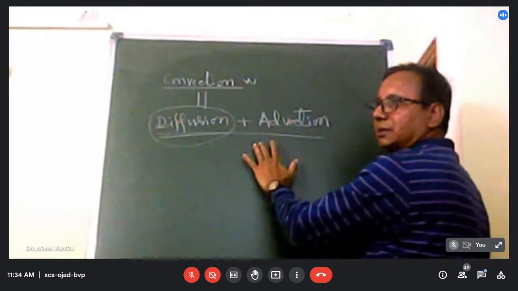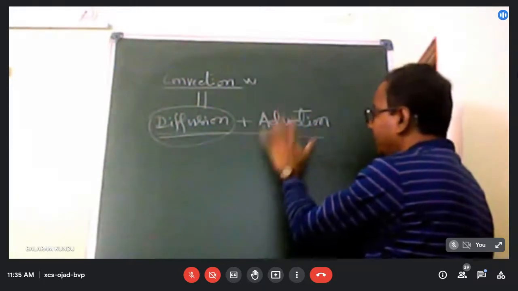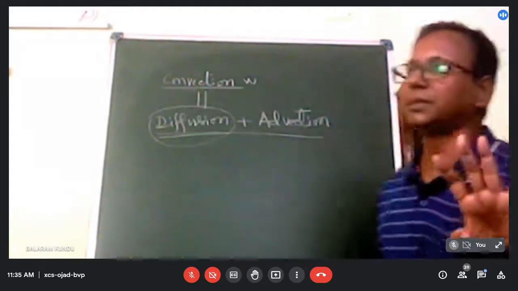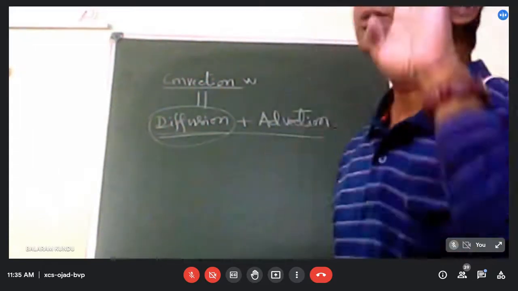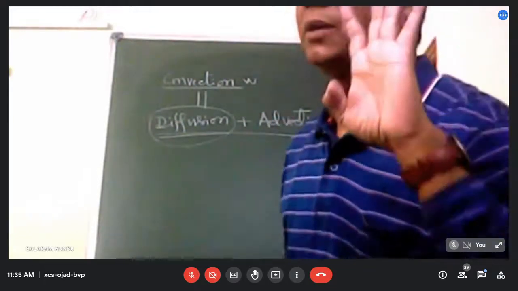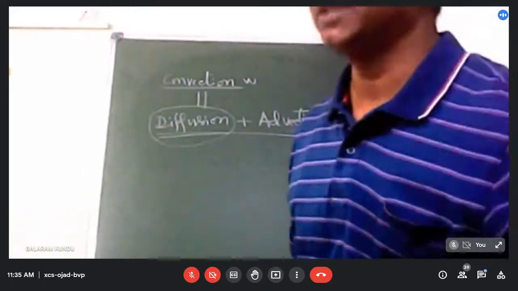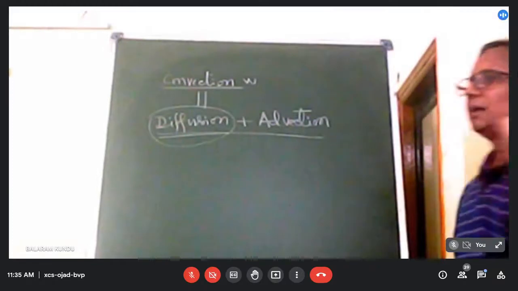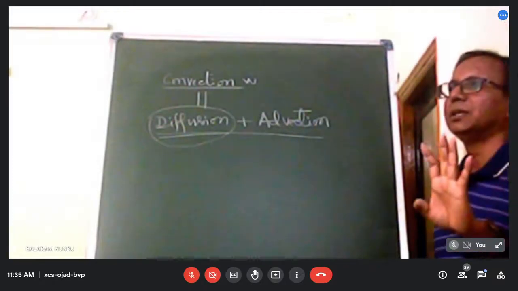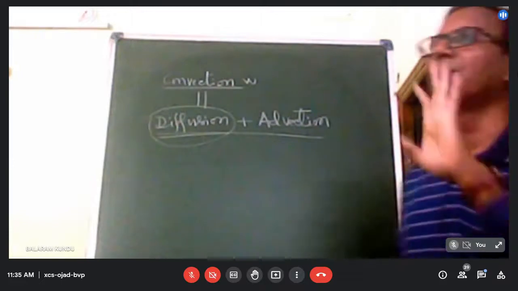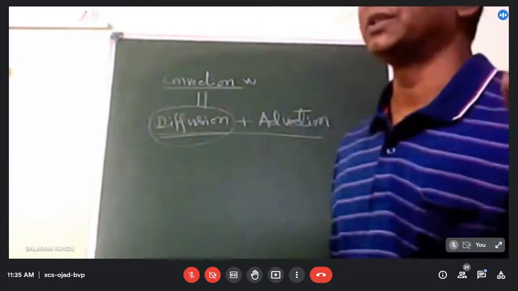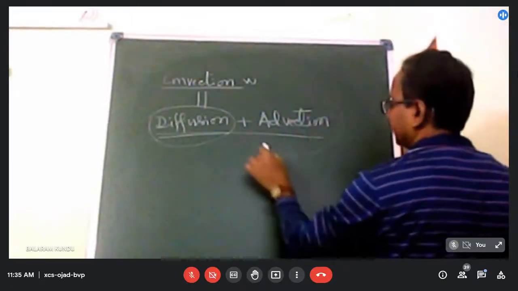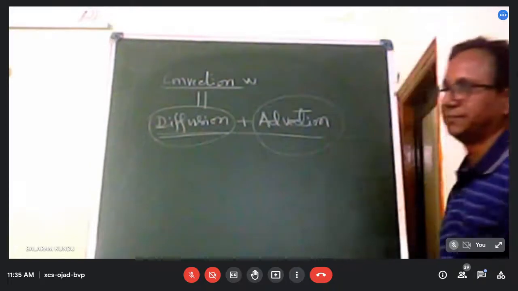If advection is not there, we do not consider convection equal to diffusion. We should consider conduction if advection is not there. If the advection part is not there, then we should consider the heat transfer mode to be conduction mode, or only diffusion mode. It is not convection. So in the case of convection, the advection term should be there.